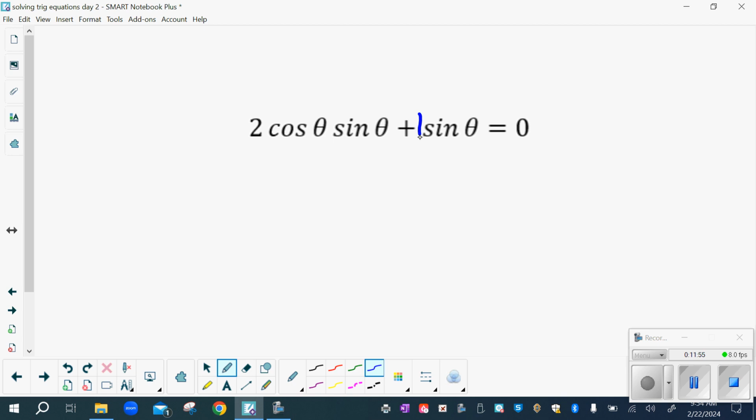Write it down and take out a sine. So we have 2 baby problems. The first one is sine x equals 0. So that's, and now this one.